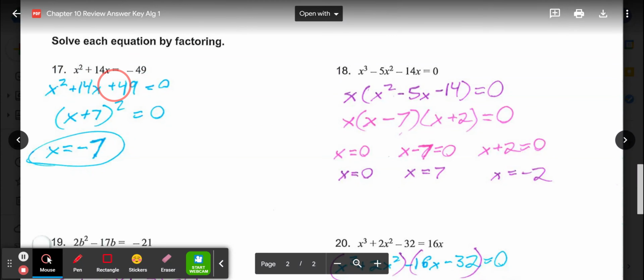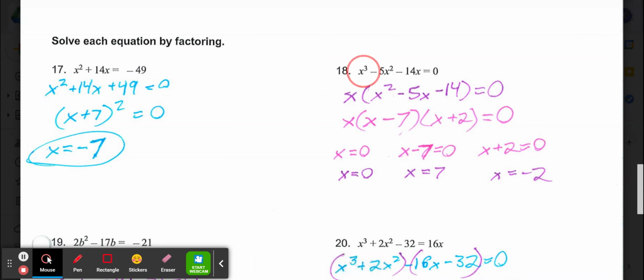Right here, we have a perfect square trinomial. So x squared plus 14x plus 49 factors to (x plus 7)(x plus 7), or in other words, (x plus 7) in parentheses squared. So we would just have to solve x plus 7 equals 0. Subtract the 7, so x equals negative 7.